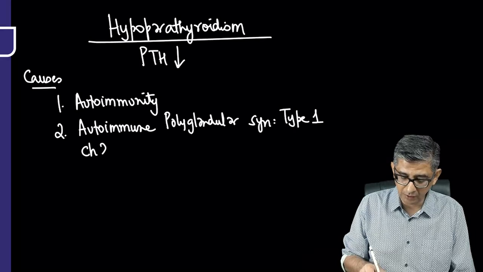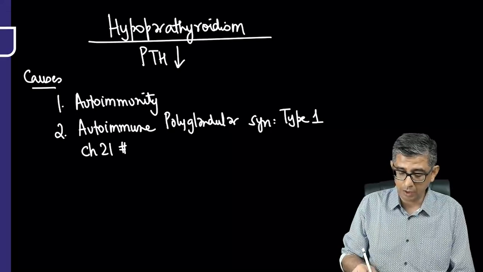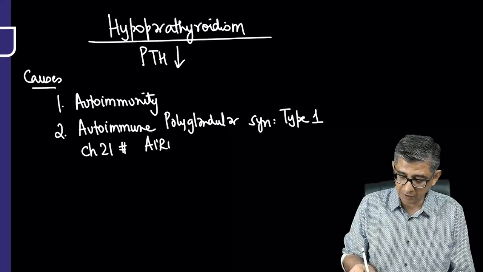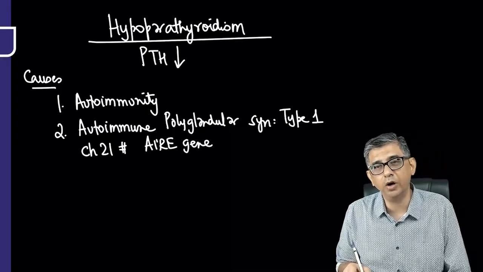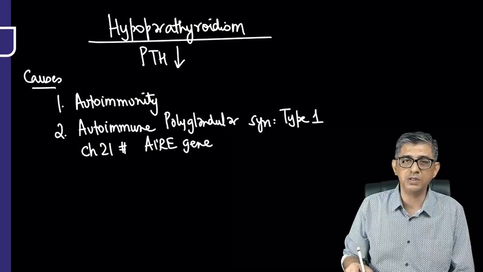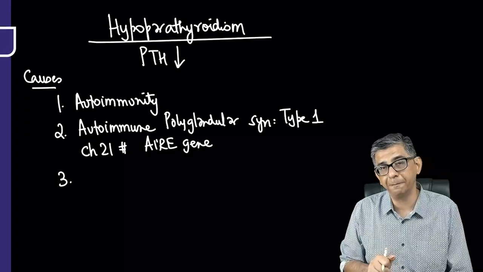Because genetics is the in thing nowadays, autoimmune polyglandular syndrome has a chromosome 21 defect, and the gene which is defective here is the AIRE gene. And I have covered the topic of autoimmune polyglandular syndrome towards the end of the video on multiple endocrine neoplasia.